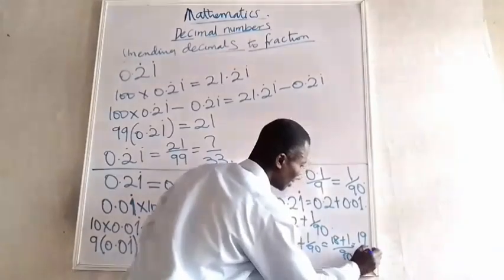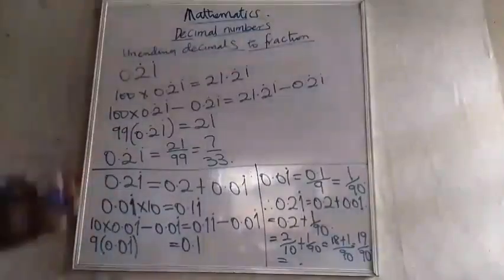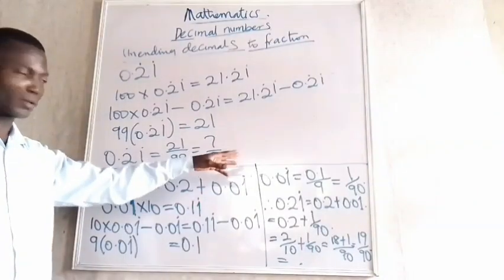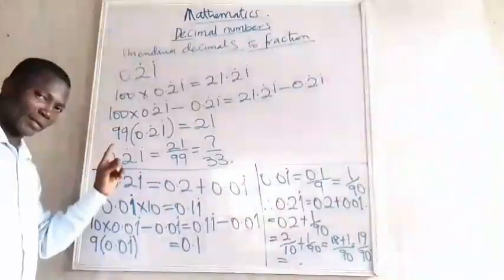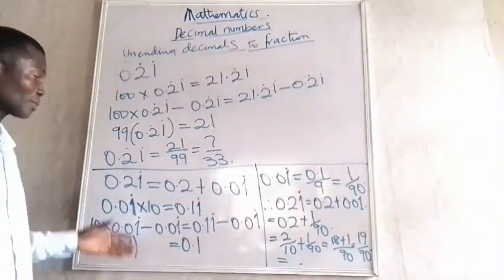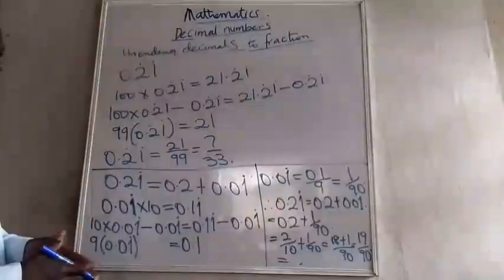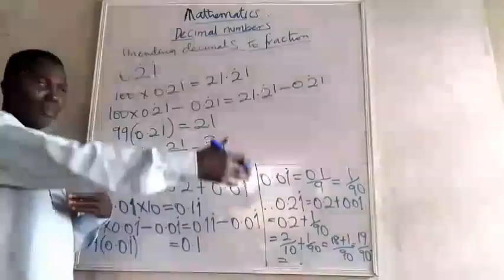19 over 90. So you can see, anytime you want to work on it, work on the one with this dot on top. But because this dot on top is one figure, that's why we multiply by 10. Sometimes it might be more than one, like this one. Like when I divided by, I think 7, you can see how many numbers it gave.